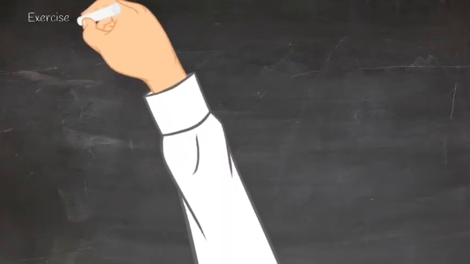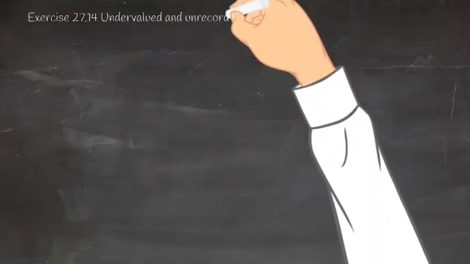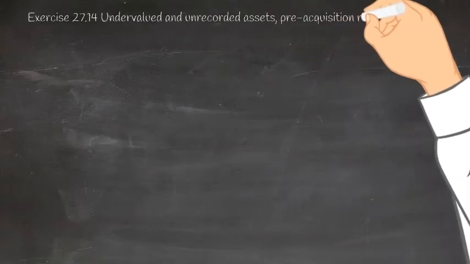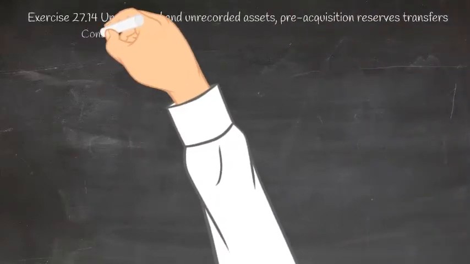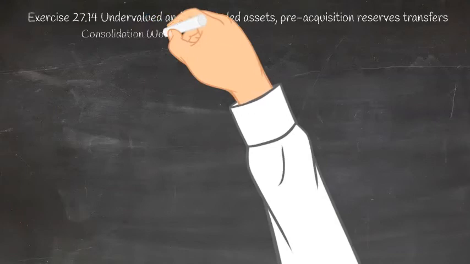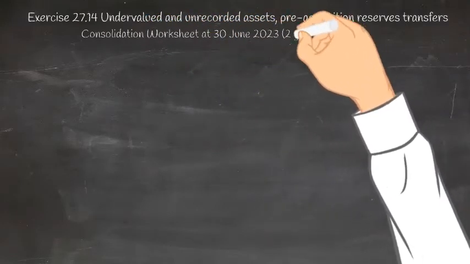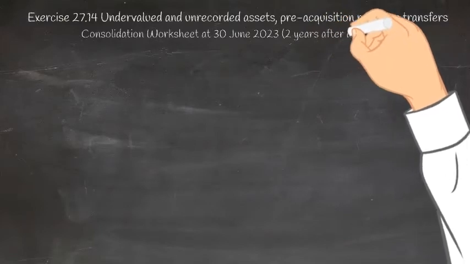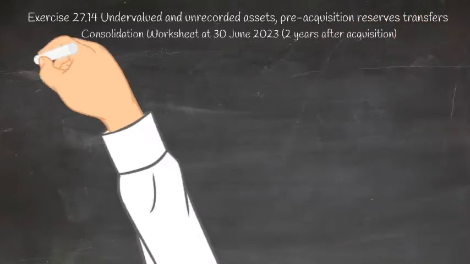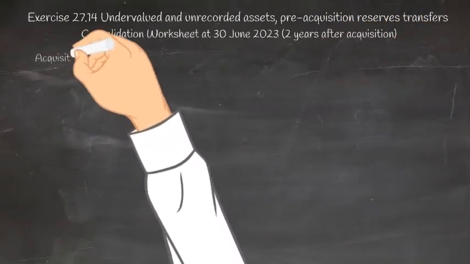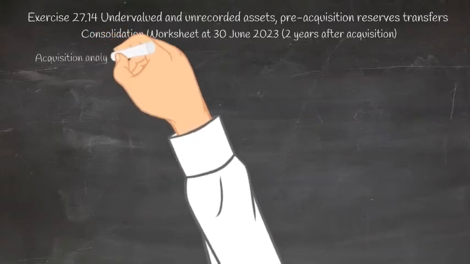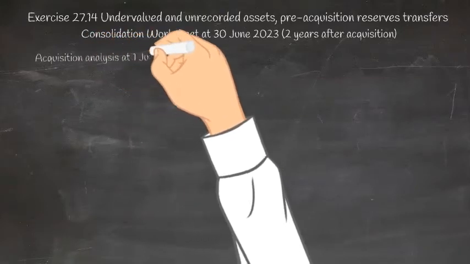In Topic 7, we learned how to prepare acquisition analysis and pre-acquisition entry. In this topic, we'll learn about the use of a consolidation worksheet to record consolidation adjustment entries. I'll now work through exercise 27.14. This question requires us to prepare the consolidation worksheet at 30th of June 2023, which is 2 years after acquisition. I'll show you how adjustments are made in the form of journal entries.